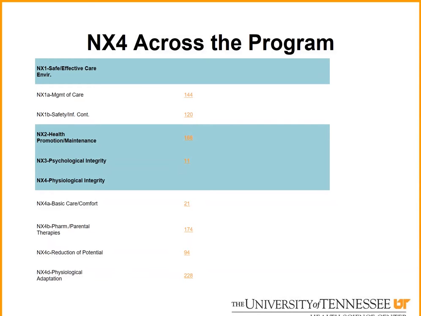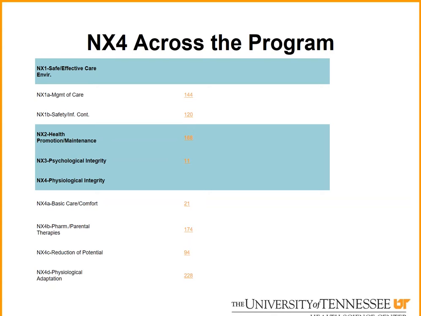So I looked at NX4, and if you remember, that's NCLEX-4 across the program. NX4 is the physiological integrity, and it's broken down into those 4 subcategories: basic care and comfort, pharmacological and parenteral therapies, reduction of risk potential, and physiological adaptation. What you see here is how many questions I have on each of those different categories across the program that I looked at. This is just a snapshot of how well we are actually covering that particular component of the NCLEX-RN test plan. So this just gives you a big overview of that.